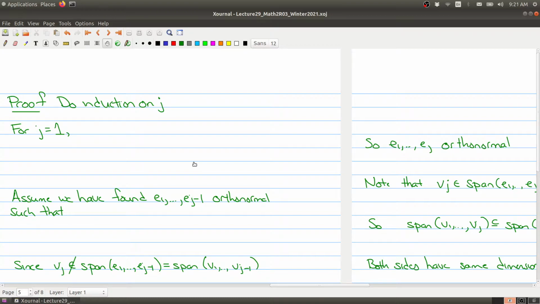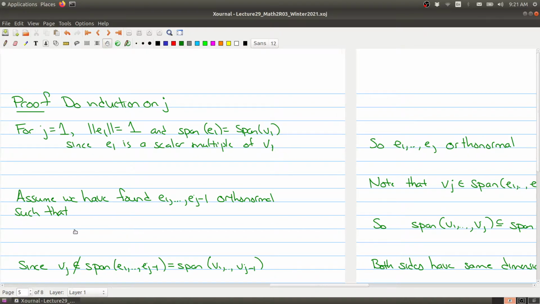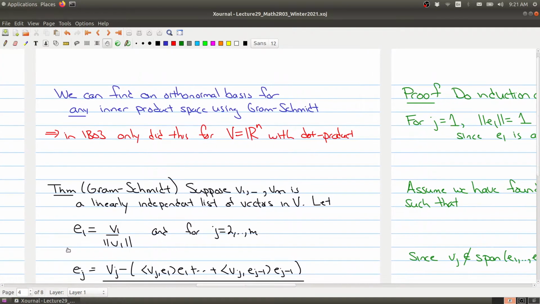The base case is quite straightforward. For the base case, we have that the norm of e1 is equal to 1, and the span of e1 is equal to the span of v1, since e1 is a scalar multiple of the vector v1. Let me move back over so you can see what I mean. Notice that e1 is 1 over the norm of v1 times the vector v1, so it's a scalar multiple of v1. That's how we get that the spans of these two vectors are the same.